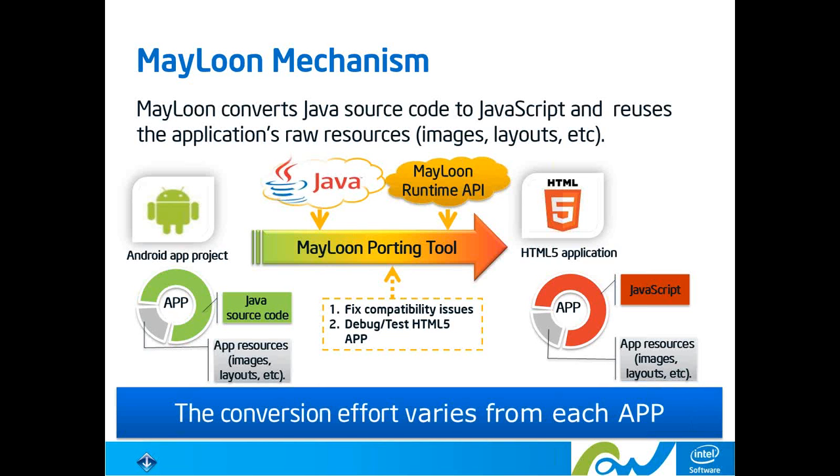So the actual conversion effort varies between each application. But in one of our examples, we estimated an Android application which would take half a year if we were going to convert the application manually to HTML5. With our Mailong tool, it took us about 1.5 months for the conversion. So the Mailong porting tool indeed reduced the migration cost significantly.